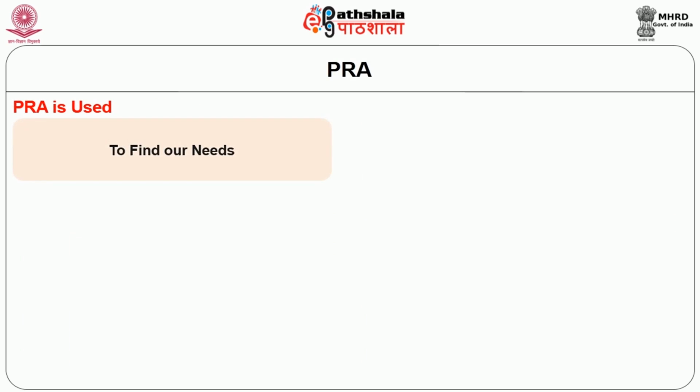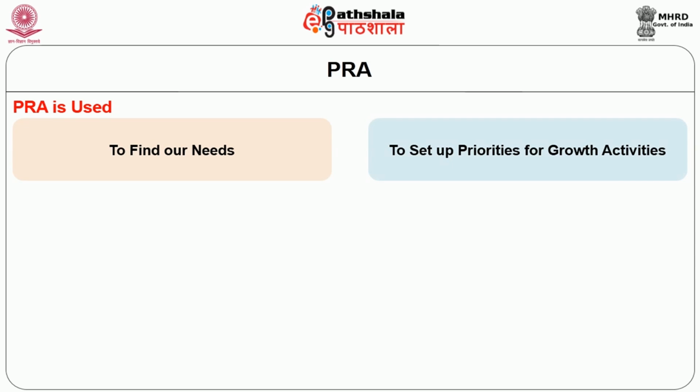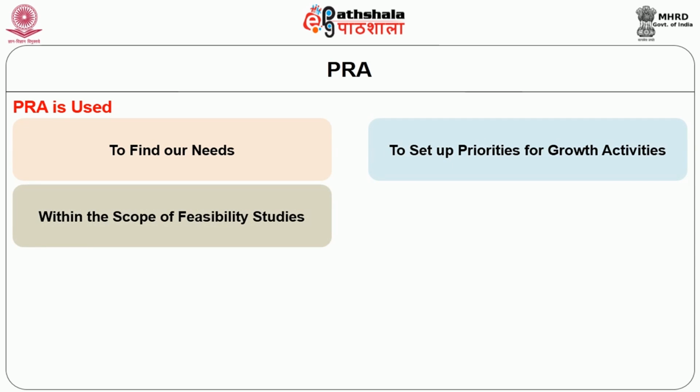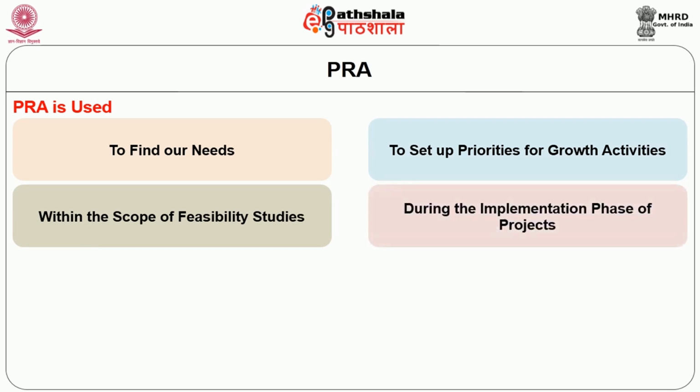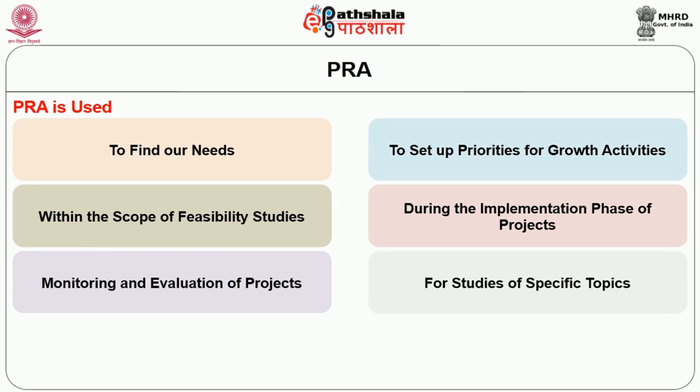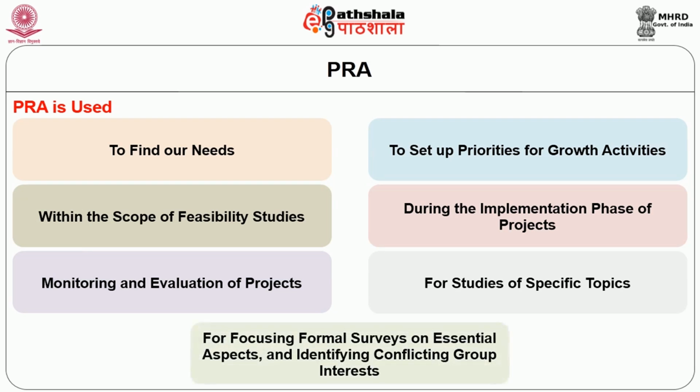Scope of PRA. PRA is used to find out needs, to set up priorities for growth activities within the scope of feasibility studies, during the implementation phase of projects, for monitoring and evaluation of projects, for studies of specific topics, for focusing formal surveys on essential aspects and identifying conflicting group interests.